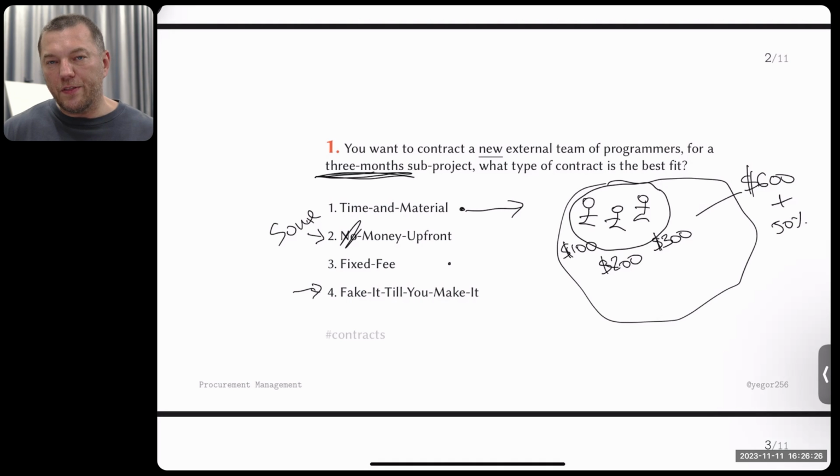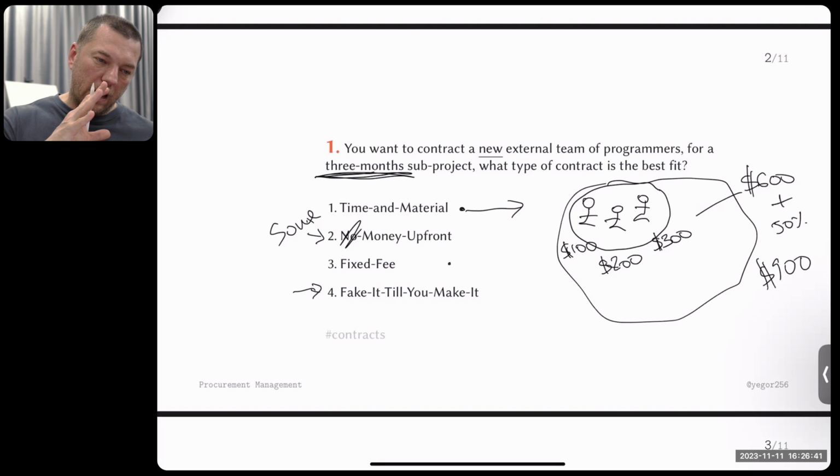These guys sit there, and no matter what they do, if they just scroll Facebook all day long, I still have to pay 600 plus 50%. So I have to pay $900 every day, every day, every day, no matter what they do. I give them tasks, they do some programming. I don't give them tasks, it's my problem.